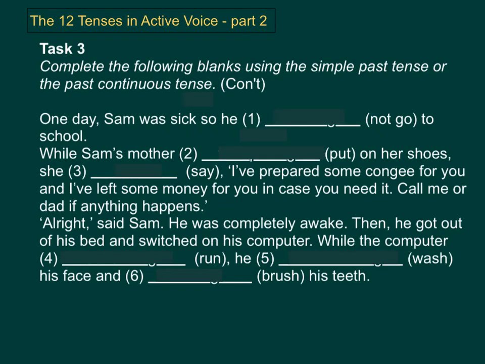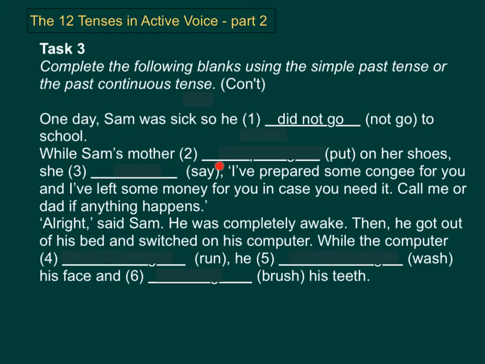Task 3. Complete the following blanks using simple past tense or the past continuous tense. "One day Sam was sick, so he ___ to school." We know that this sentence is in simple past tense because "was" is the past tense of "is", and this describes a single action at a point in time in the past. Therefore, we can say, one day Sam was sick, so he did not go to school.